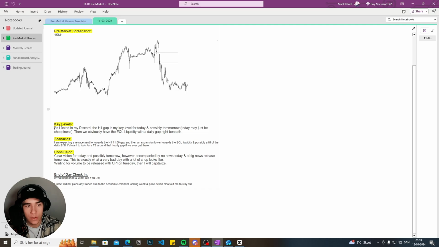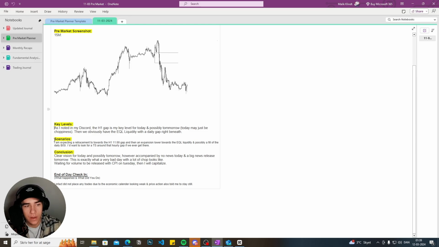I wrote, as I noted in my Discord, the 1 hour gap is my key level for today and possibly tomorrow. Today may just be choppiness. Then we obviously have the equal low liquidity with a daily gap right beneath. So those are my key levels and kind of what I am watching for the day.